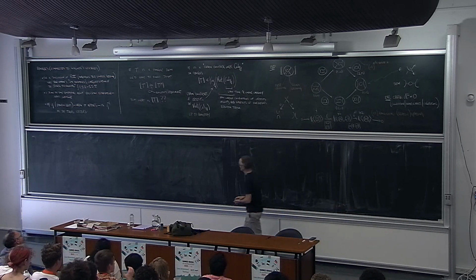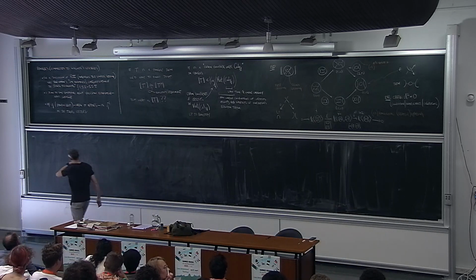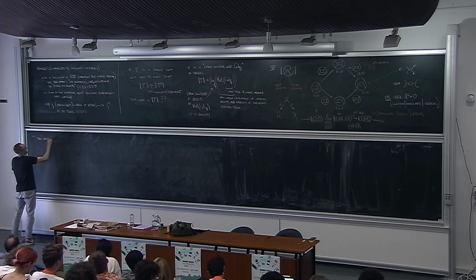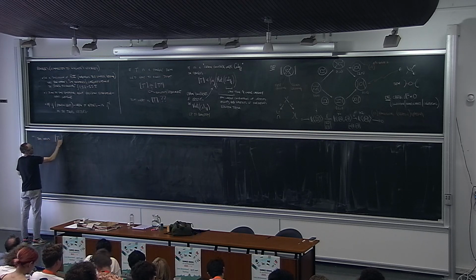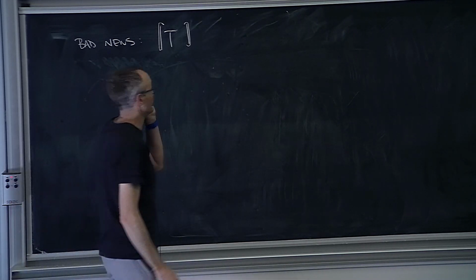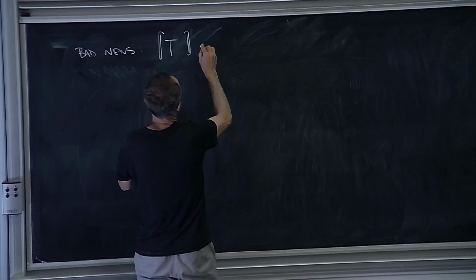Okay, so the problem here is that while you could sit down and try to do it, this is growing really fast, growing like 2 to the number of crossings.